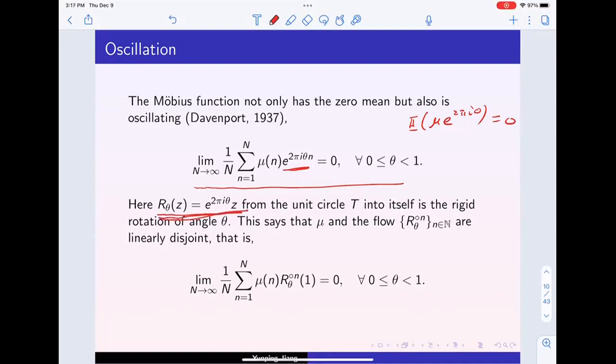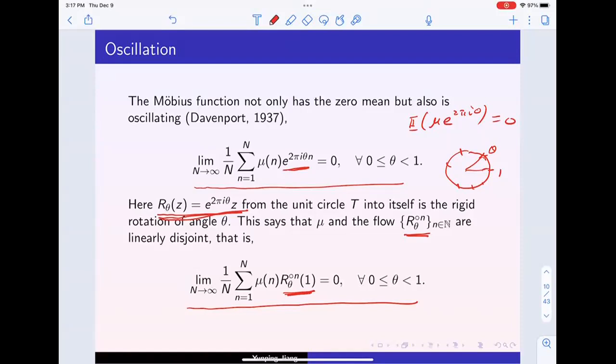This map is the so-called rigid rotation on the circle, on the unit circle, right? So you have a 1, then your rigid rotation by theta, right? That angle is theta. So you keep it rotating, right? If you iterate this one, you keep rotating like this. So if you rewrite this one in this form, that means mu of n and this dynamical system are so-called linearly disjoint, right? Orthogonal, but it's mean orthogonal. You have divided by n. So that is actually true for all theta.